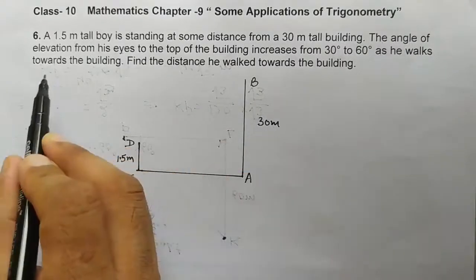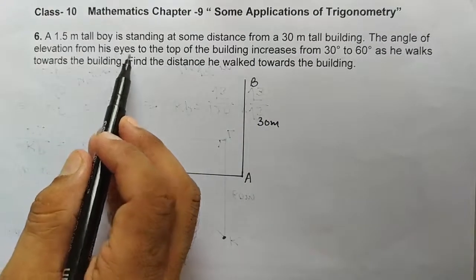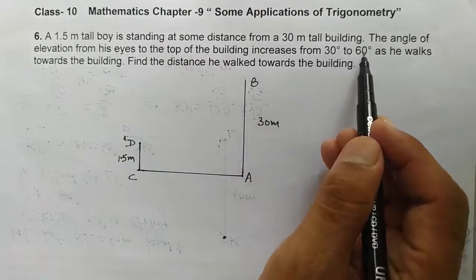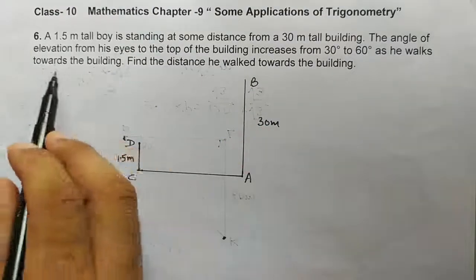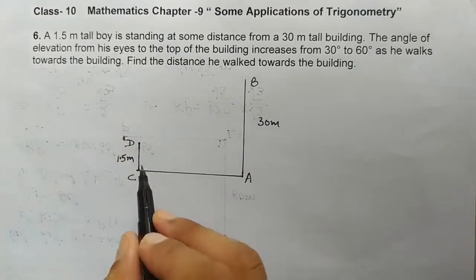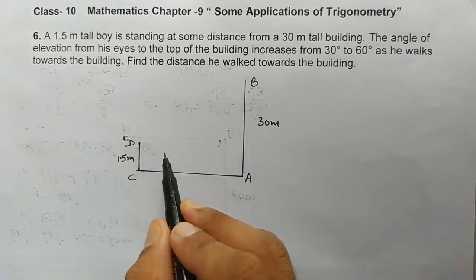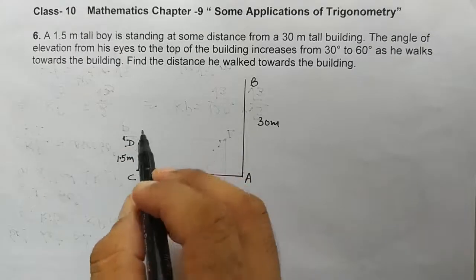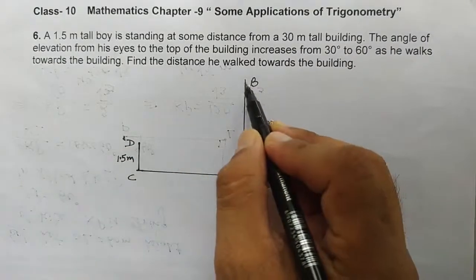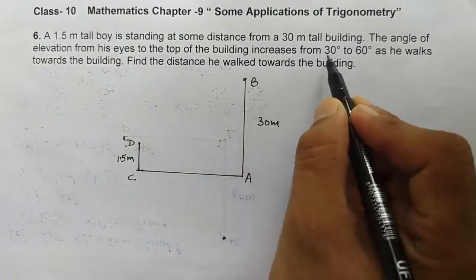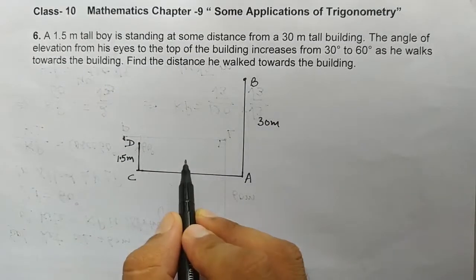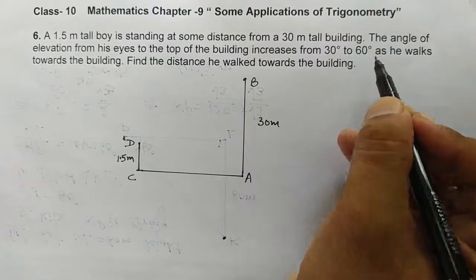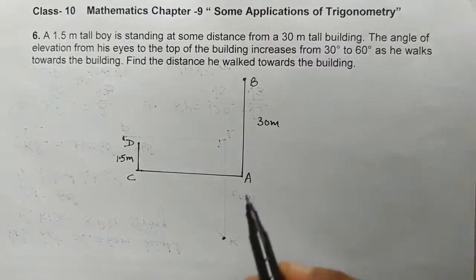The angle of elevation from his eyes to the top of the building increases from 30 degree to 60 degree as he walks towards the building. So it is said that when this boy is walking towards the building, first of all, the angle of elevation from his eyes to the top of the building was 30 degree. When he moves some distance, then the angle increases to 60 degree. Okay, so first of all, let's see how it is 30 degree.